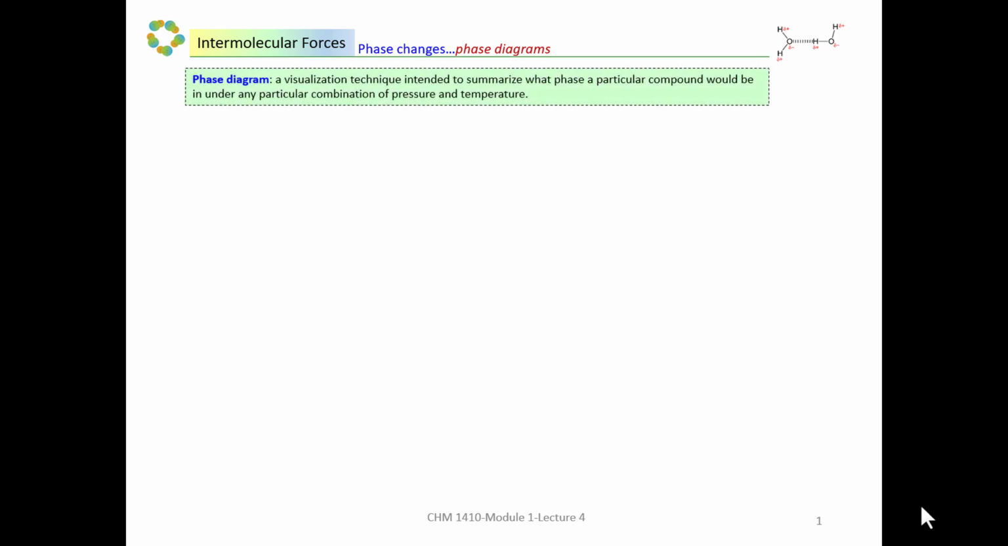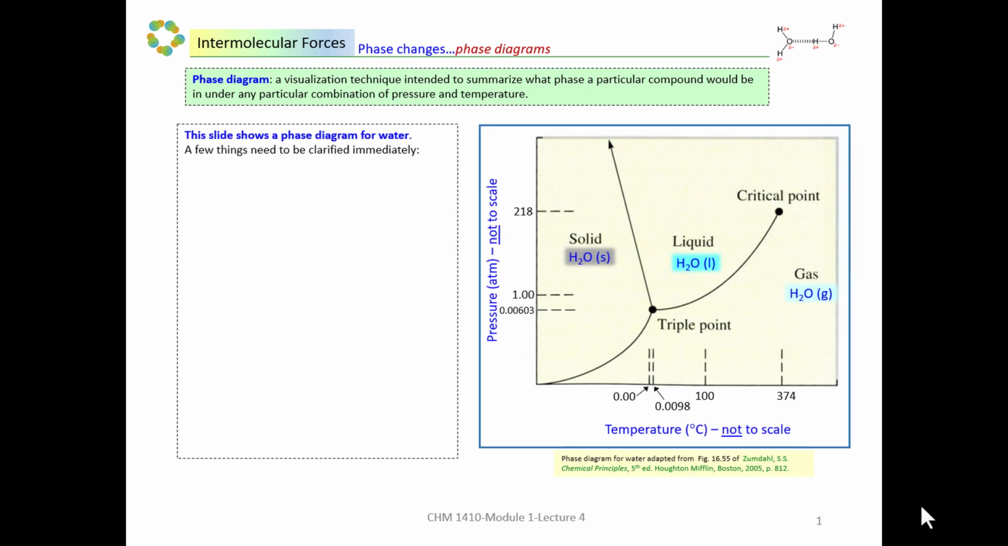In this last lecture of the module, we will discuss phase changes, specifically phase diagrams. Well, what's a phase diagram? A phase diagram is a visualization technique intended to summarize what phase a particular compound would be in under any particular combination of pressure and temperature.